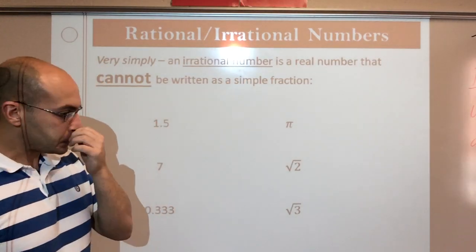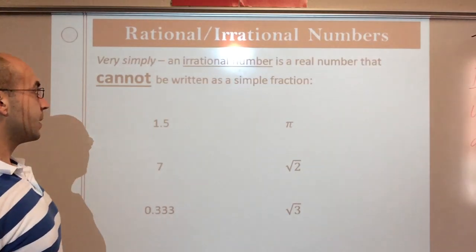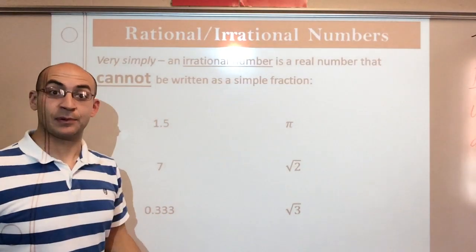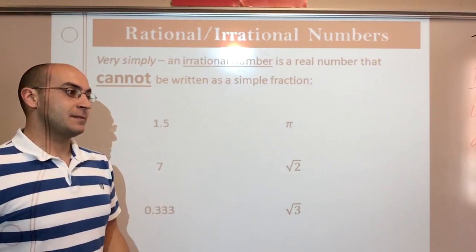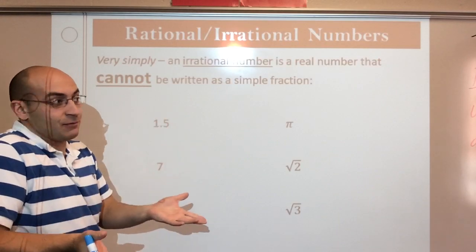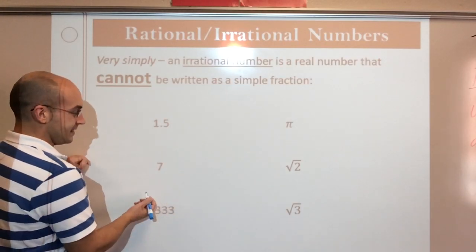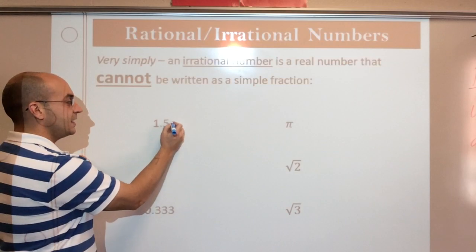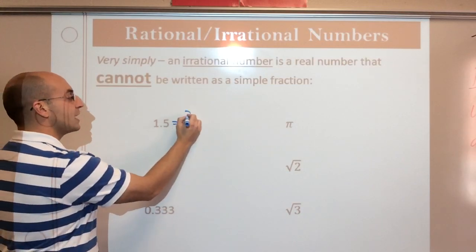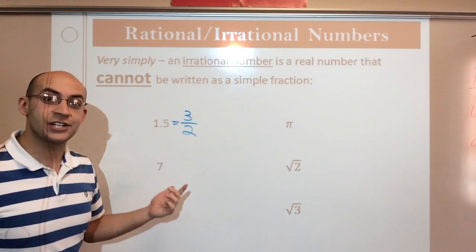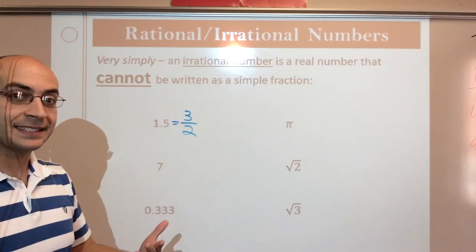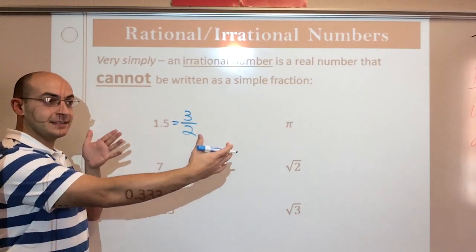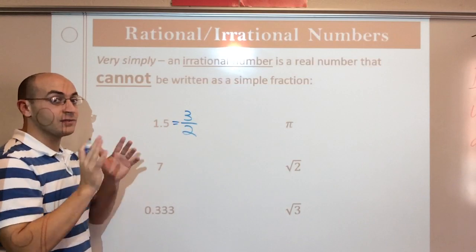So very simply, an irrational number is a real number that cannot be written as a simple fraction. What does that mean? Well, it means that it can't be written as something as easy as this. So for instance, 1.5, that's a decimal, but I can write that as a fraction or a ratio of 3/2. Very simply put, it's something that can go over to a decimal very easily.